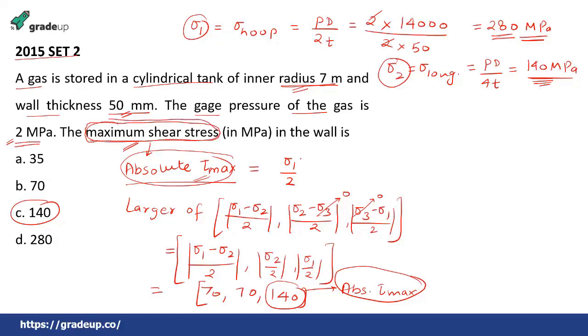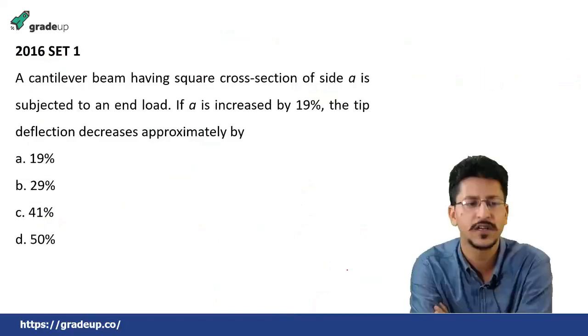So maximum shear stress is (sigma 1 minus sigma 2) by 2. Simply we have got this term only. Okay, if you can remember this, it is okay. If you do not remember, just go by the basic definition of absolute tau max and then calculate. You will get the same answer. Okay, so let us see the next question.